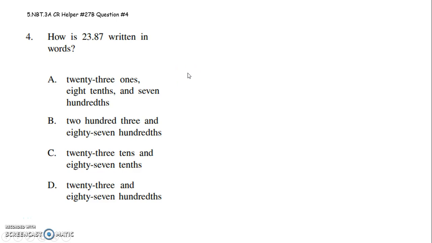Sixth graders, this is to help you with question 4 on CR 27B. It says, how is 23.87 written in words? Well, we write it in words using place value. So it's important to me that you understand your place value chart.